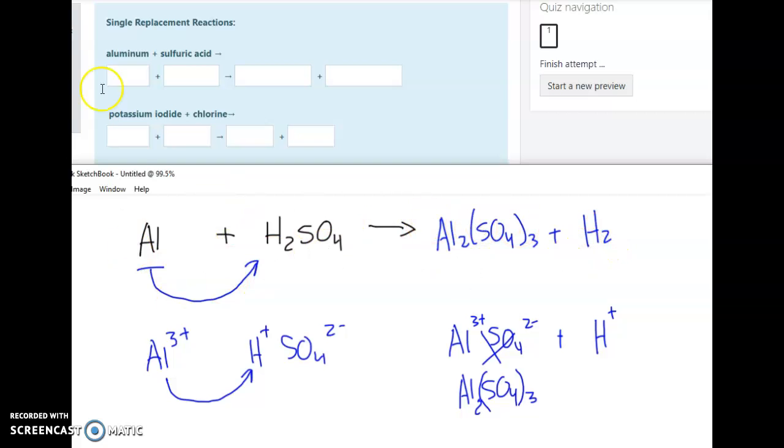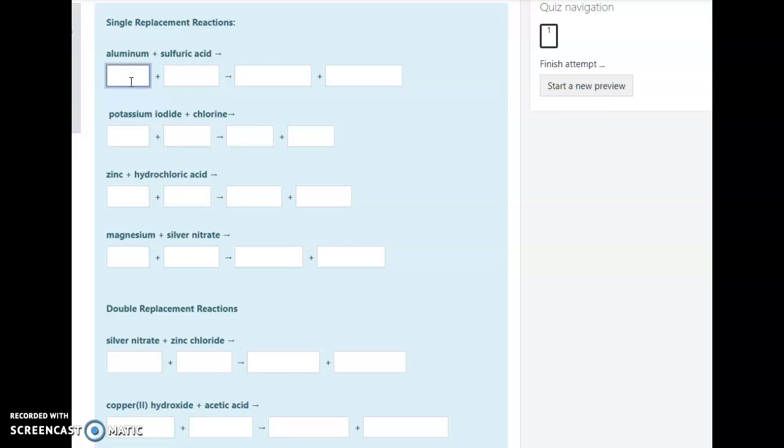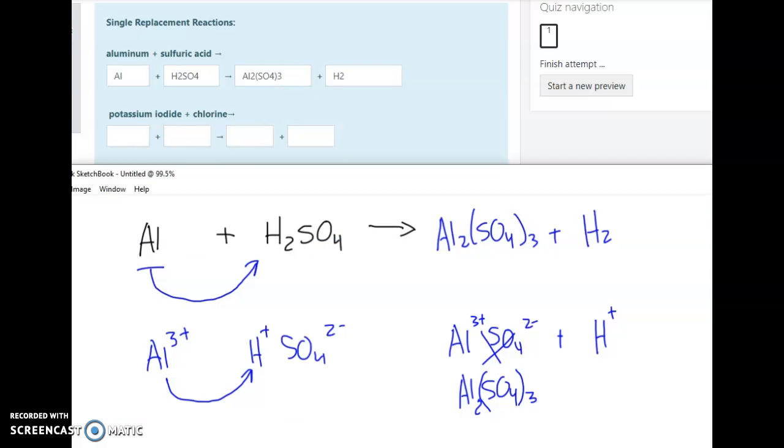If you look at the instructions to this assignment, it says do not balance these. So this is going to go in as Al, H2SO4, Al2, parentheses, SO4, and hydrogen. And that's it for that one. Let's do another one. Get to a new slide.